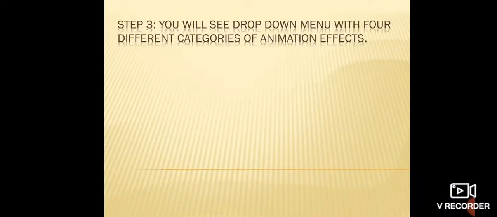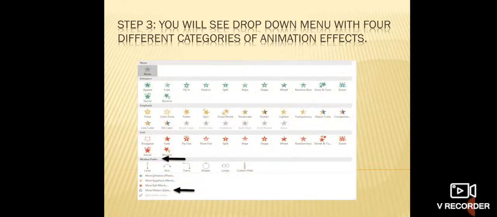Step 3. You will see a drop down menu with 4 different categories of animation effect. Once you click on add animation button, you will see a drop down menu. This is the figure of drop down menu. You can see here 4 categories. The first category is entrance. This is the entrance. The next one is emphasis. This is the emphasis. Third one is exit, and last one is motion path.